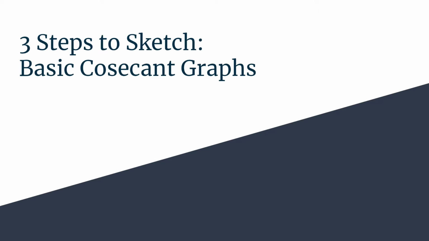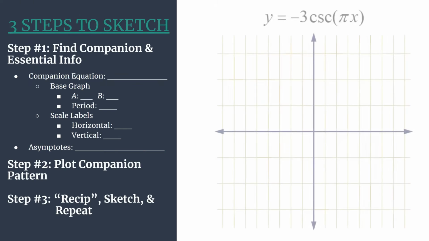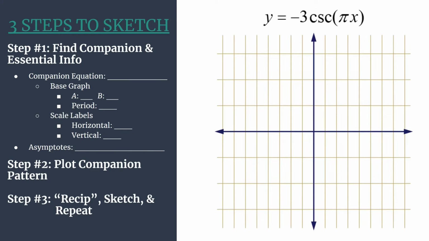In this video, we'll graph the basic cosecant equation, y equals -3 cosecant pi x. So here's our template and our grid. And we should see this equation is in that general form, y equals a cosecant bx. There's no shifting going on, and that's how we know we can use this more basic template.